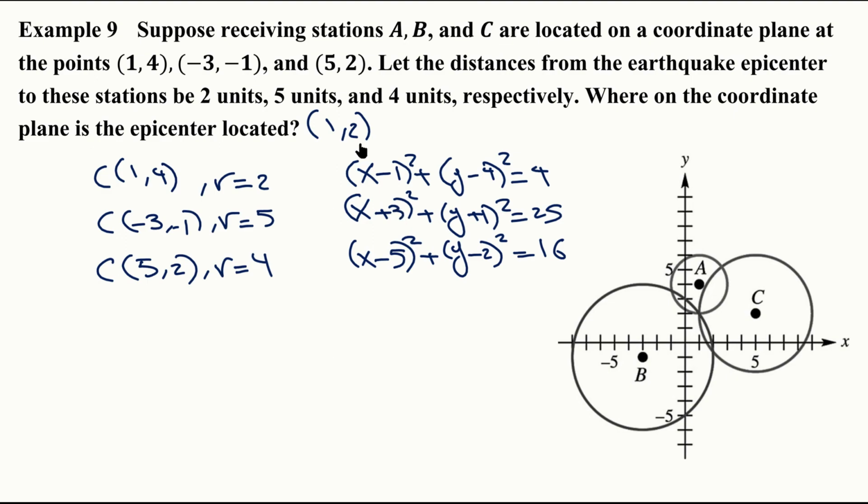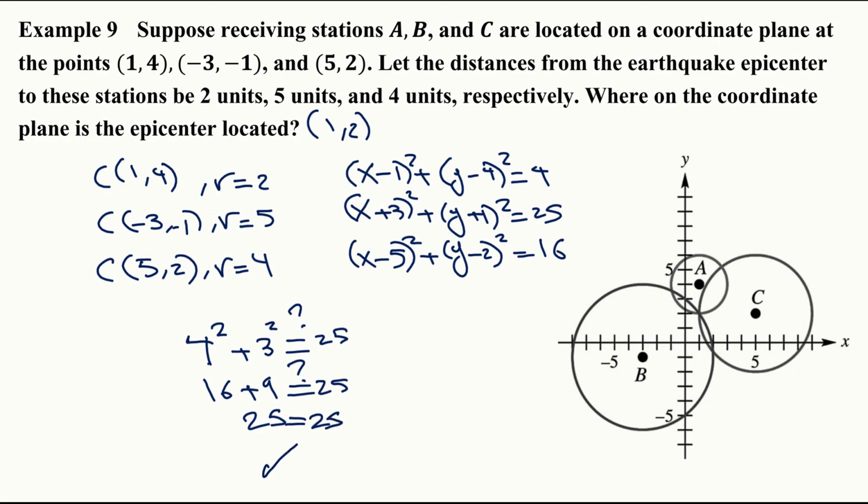For this one, when we plug in 1, 2, right? Notice that we end up with 1 plus 3, which is 4 squared, plus 2 plus 1, which is 3 squared. We're trying to see if that's equal to 25, right? Now that's 16 plus 9. Is that equal to 25? Yes, 25 is in fact equal to 25. That one is correct as well.